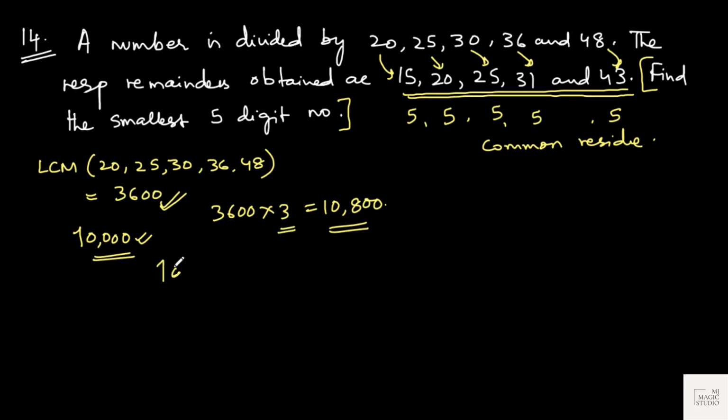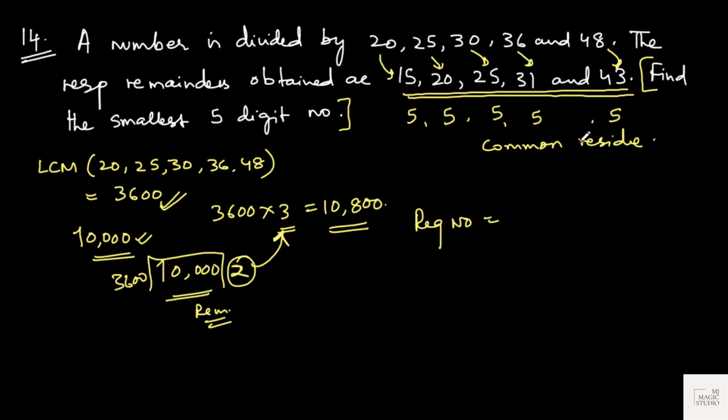If you can't identify the factor like this, then you know the process. Divide 10,000 by 3600 and see, here we'll get 2 times and we will get some remainder also. That means 2 plus 1 is 3. We are looking for just one greater multiplier of 3600 than 2, that is 3. 3600 into 3, 10,800, is the smallest 5-digit number which is actually divisible by 20, 25, 30, 36 and 48.